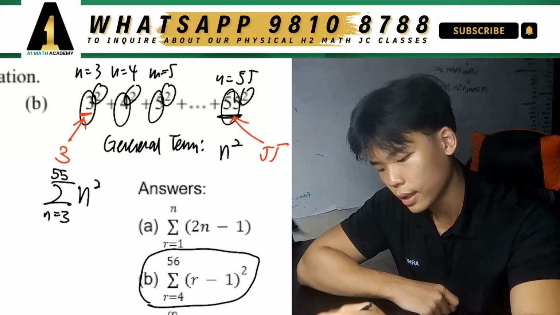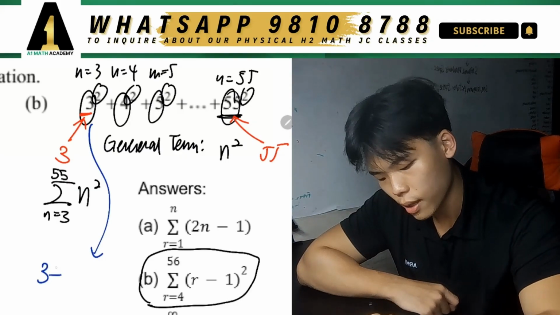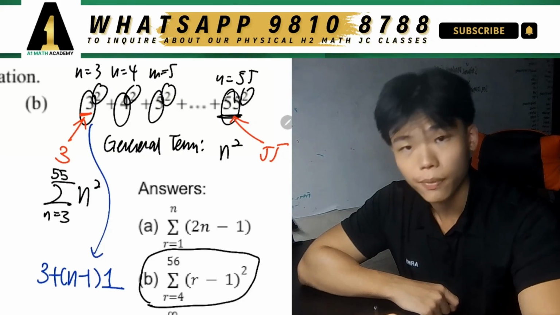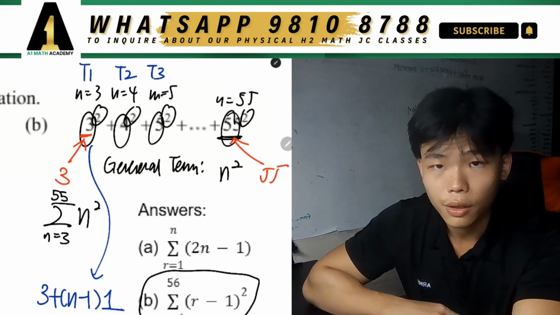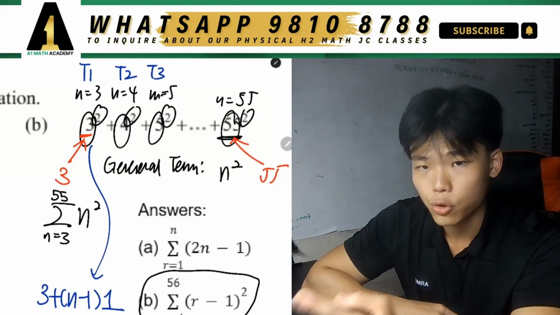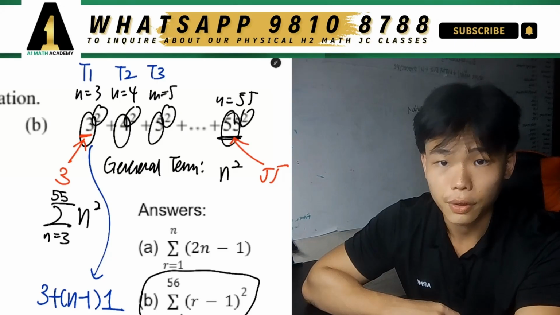Because another way of looking at this would be viewing this as an AP, which is you start from 3, then plus n minus 1 of 1, right? Then this will be t1, t2, t3, so on and so forth. And then the second term would be 3 plus 2 minus 1 times 1. Then that will give you 4, right? Then you go all the way up until 55.